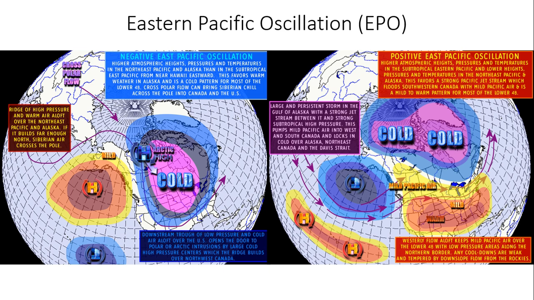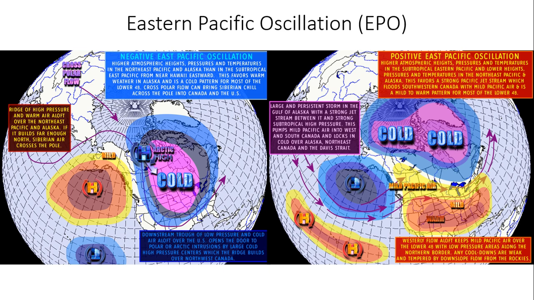Also with the negative EPO, you get the higher atmospheric heights, pressures and temperatures in the Northeast Pacific and Alaska. It's much warmer than normal in Alaska with that ridge building in. And yes, it favors warm weather in Alaska and is a cold pattern for most of the lower 48 with a negative EPO. All right, now the positive EPO on the right, a little bit of a difference.